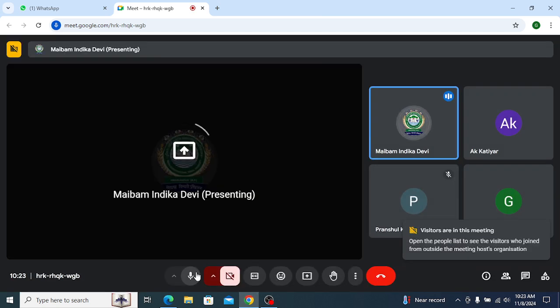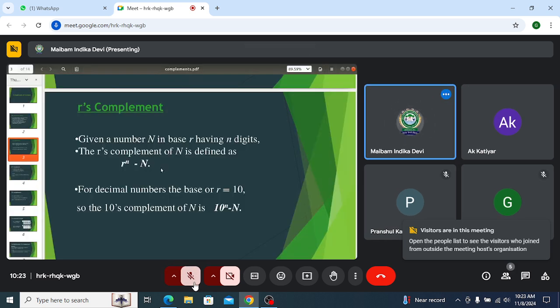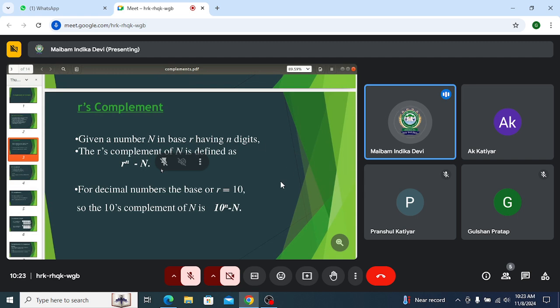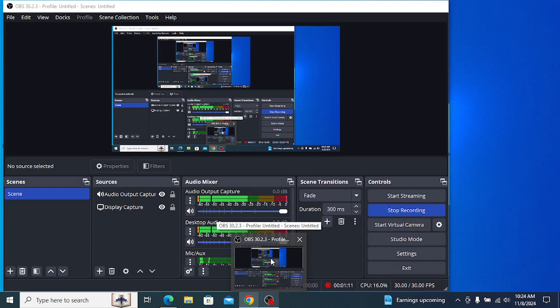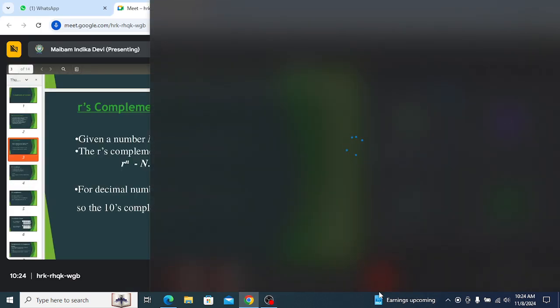Okay, so here R represents the base of that number system. So if you are dealing with base 10, that is decimal number, it will be called the tens complement. And if you are dealing with binary number where base is equal to 2, it will be called the 2's complement. Okay, so here R specifies the base.